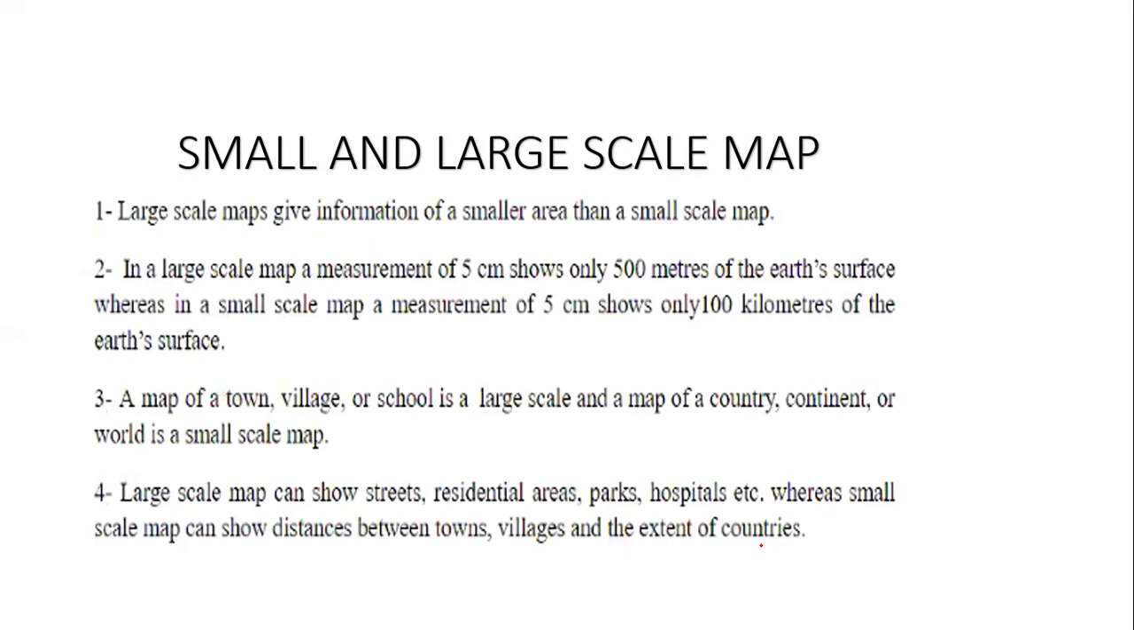Large scale maps can show streets, residential areas, parks, hospitals, etc. Whereas small scale maps can show distances between towns, villages, and the extent of countries. In easy language, large scale maps show areas which are small, and the small scale map shows the distances which are bigger in size.